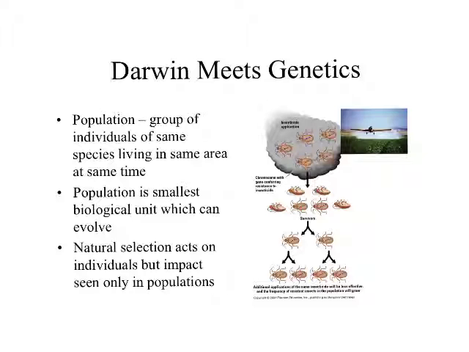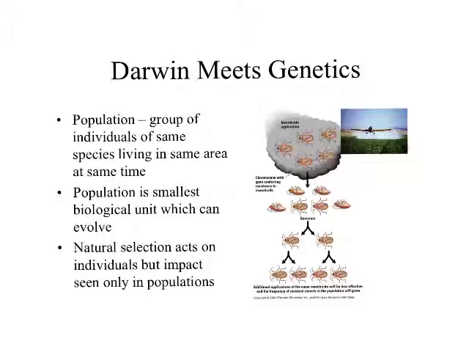Okay, so when we take a look and mesh Darwin with observations of today and what we know about genes and genetics, we can see that they go hand in hand. A population is a group of individuals of the same species living in the same area at the same time. So a population, like I said, is usually area specific. It might be the human population in Murrieta, Temecula versus the whole world.